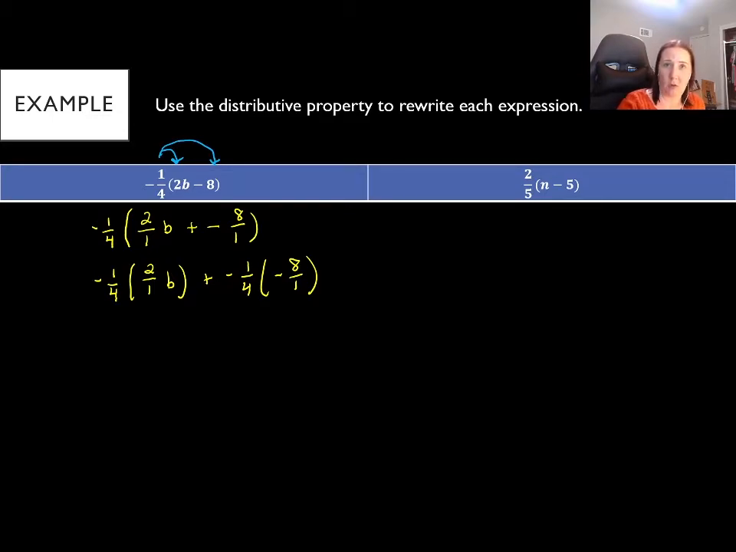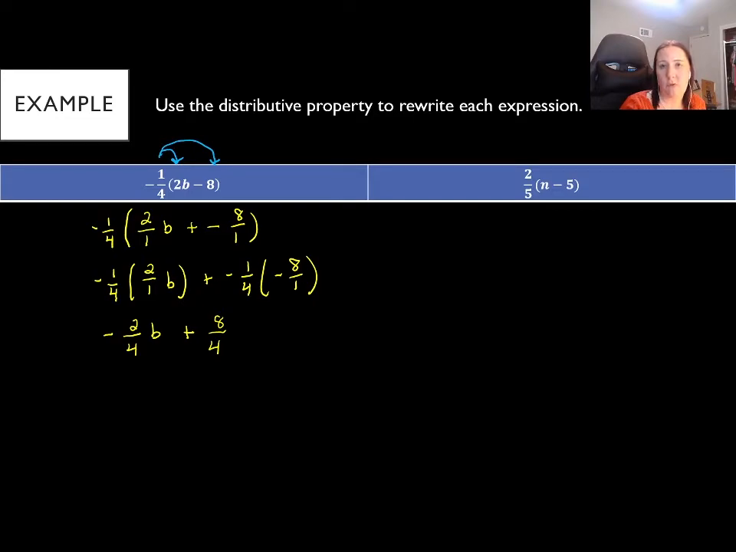So now I'm going to multiply, and you multiply straight across. So I have a negative times a positive, so I know I'm going to have a negative answer. And then 1 times 2 is 2, 4 times 1 is 4. So this gives me negative 2/4 b. And I have my plus sign. Now we have a negative times a negative, which is a positive. And then 1 times 8 is 8. 4 times 1 is 4. So I get 8/4. And now the next step is to reduce these fractions.